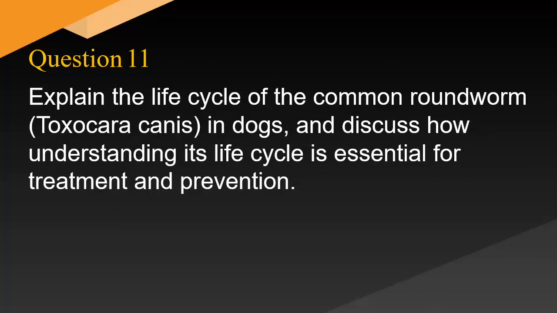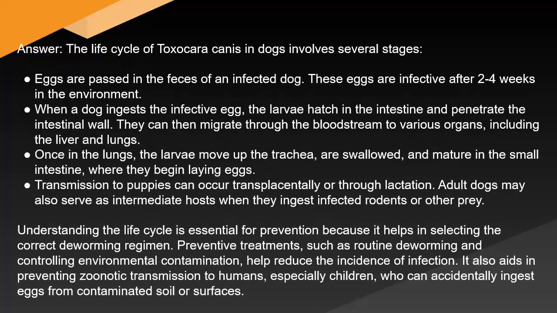Explain the life cycle of the common roundworm, Toxocara canis, in dogs, and discuss how understanding its life cycle is essential for treatment and prevention. Answer: the life cycle of Toxocara canis in dogs involves several stages. Eggs are passed in the feces of an infected dog. These eggs are infective after 2 to 4 weeks in the environment.